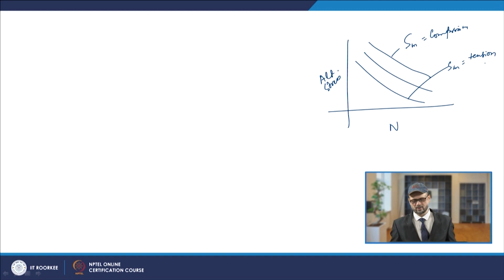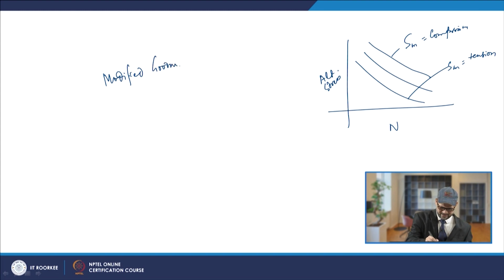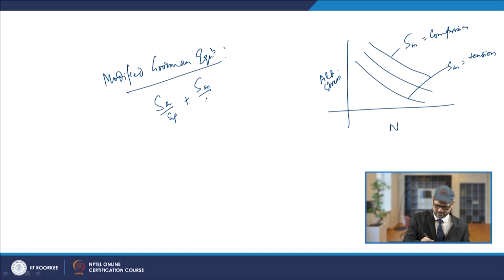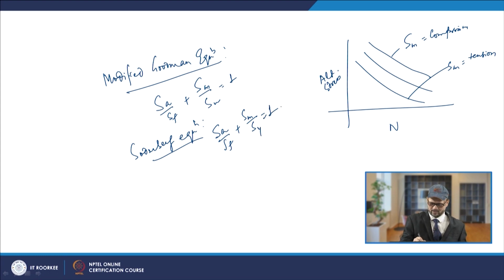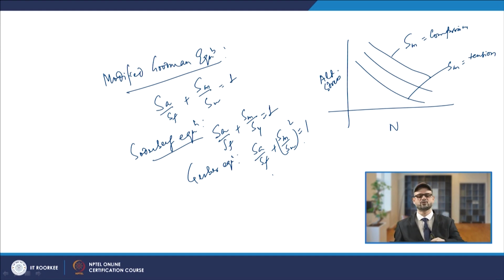Now, the effect of tensile mean stresses for different materials and situations is given by different types of equations. The modified Goodman equation tells about these conditions: SA upon SF plus SM upon SU equals 1. Similarly you have the Soderberg equation: SA by SF plus SM by SY equals 1. Similarly, you have the Gerber equation: SA upon SF plus SM upon SU raised to the power 2 equals 1. This way you have these relationships by which you can measure.